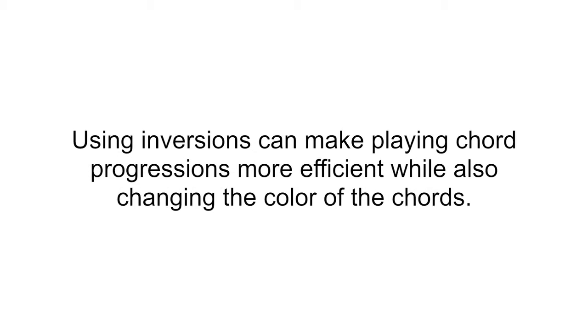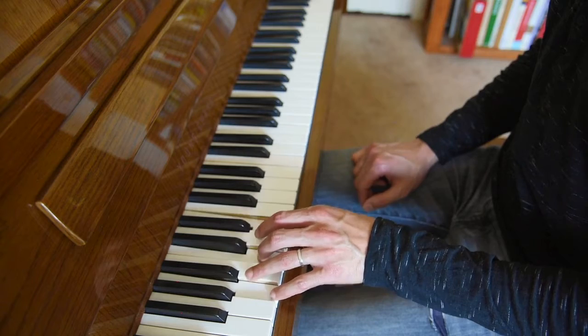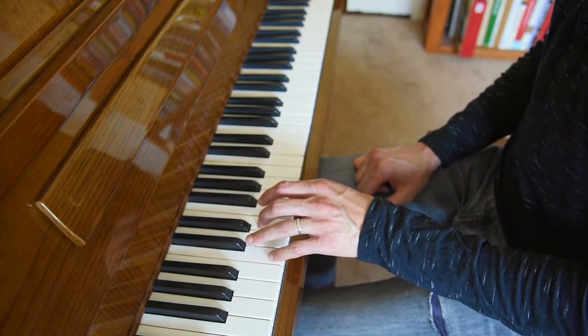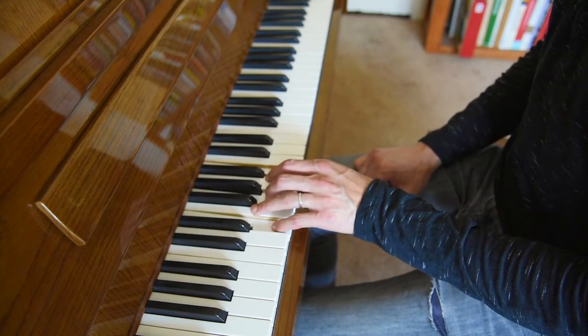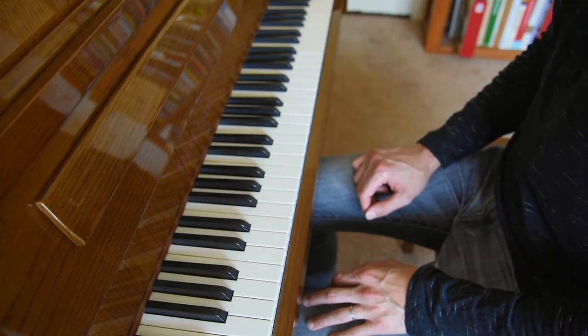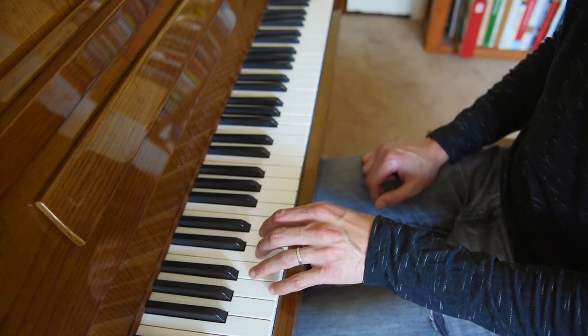Using these inversions in this example makes playing the chord progression in my left hand a lot more efficient, but it also changes the color of the chord progression. Let's listen to the chord progression using all of the chords played in root position first. And now let's hear it again using the inversions I just described.